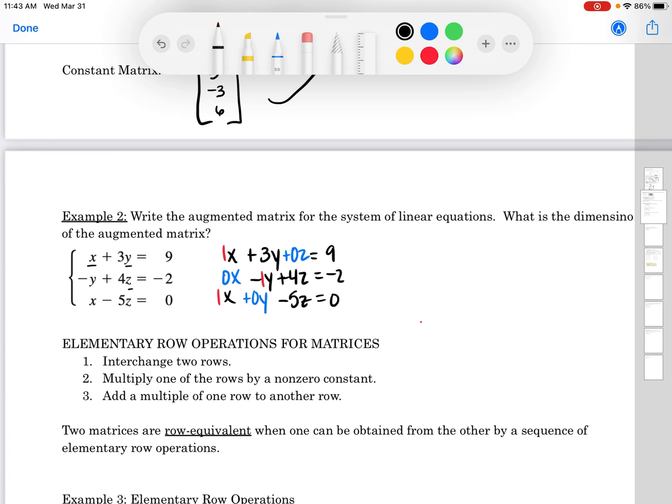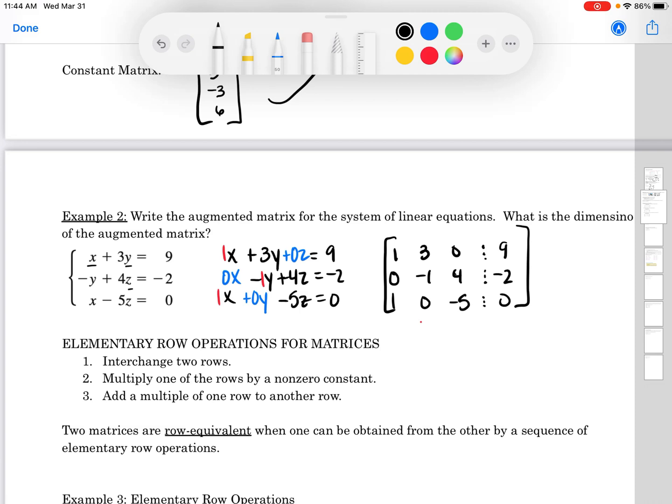All right, so our augmented matrix is just going to take all of those digits. So we have 1, 3, 0, 9 because it's equal to 9. 0, -1, 4, again, -2, and then 1, 0, -5, 0. And there is our augmented matrix.